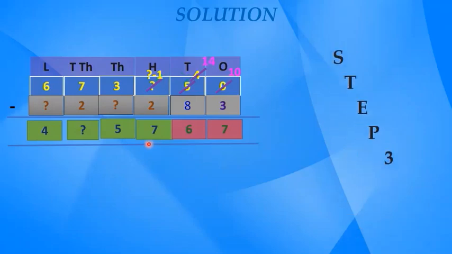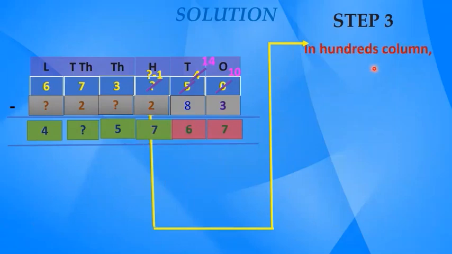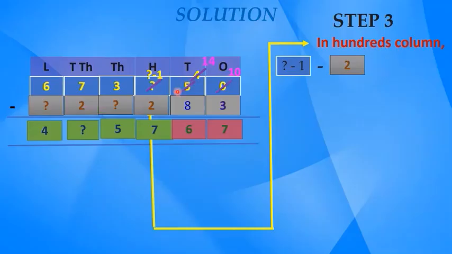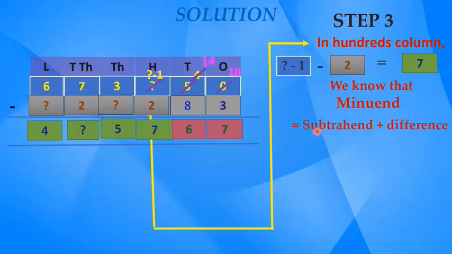Now step 3. Now we are going to do that step 3. How to do that? In which column we are doing? In hundreds column. How to do? Question mark minus 1 minus 2 is equal to 7. Minuend minus subtrahend is equal to difference. But here minuend is not there. Subtrahend is there and difference is there, means how do we write, Nana? We have to add: subtrahend plus difference is equal to minuend, right? So, minuend is equal to subtrahend plus difference.